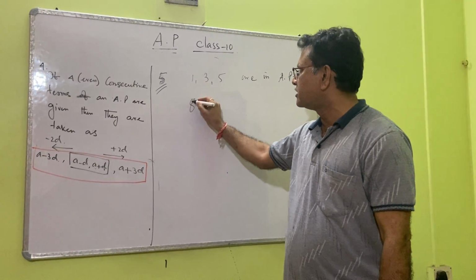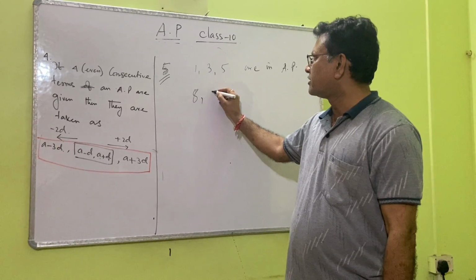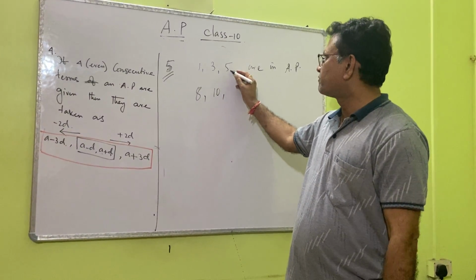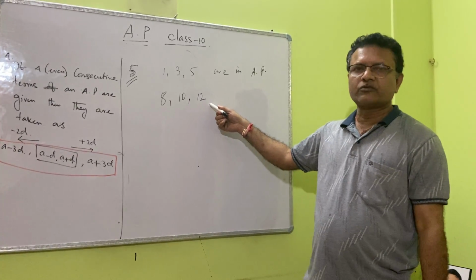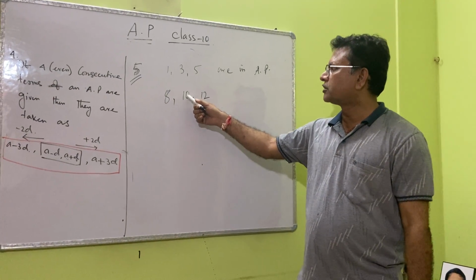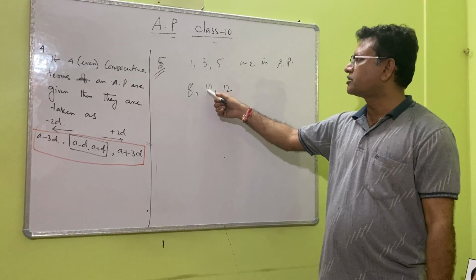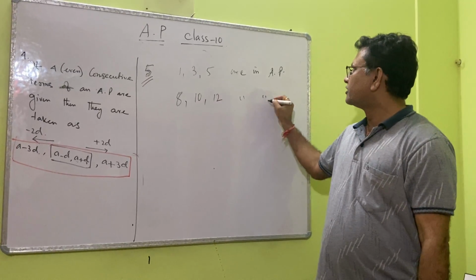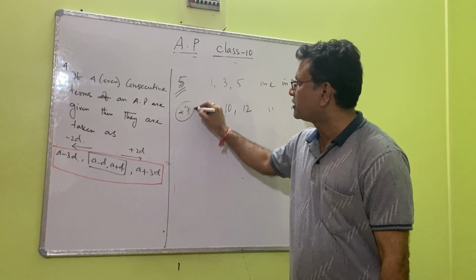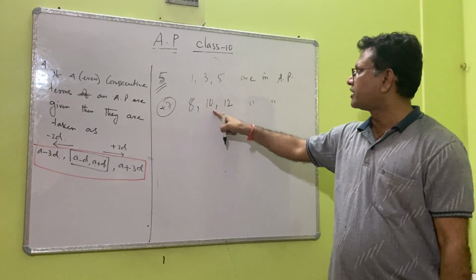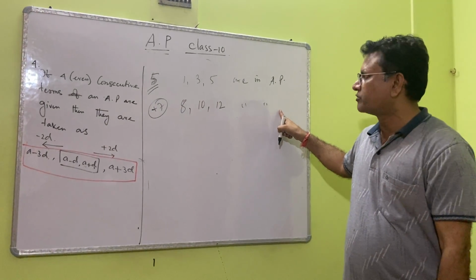7 plus 1, 8. 3 plus 7, 10. 5 plus 7, 12. Check. These 3 numbers are also in AP. Why? Because the difference is what? 2. Difference is what? Again 2. Now, this is for addition. That means out here, if I add 7, then the result will also be in AP.